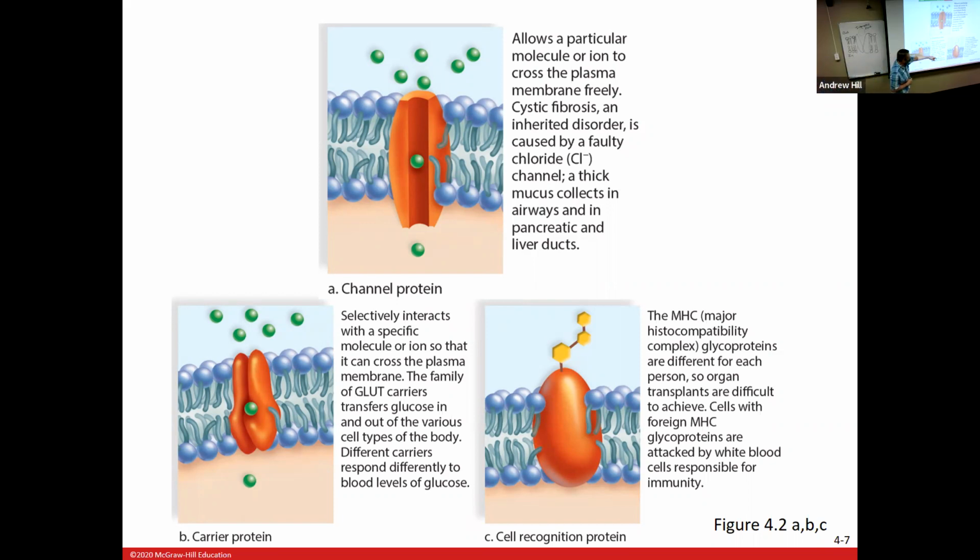Oh, and then over here, we've got this glycoprotein, the MHC, the major histocompatibility complex. Glycoproteins are different for each person, so organ transplants are difficult to achieve. This actually has a lot of medical implications, right? Cells with foreign MHC glycoproteins are attacked by white blood cells responsible for immunity. So that's one of the things we have to overcome when you do things like organ transplants.